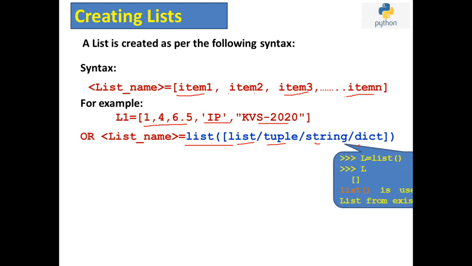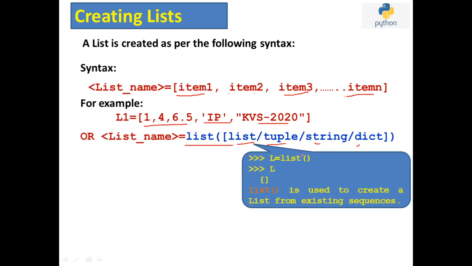Let's see. We can write in this manner: L equal to list bracket. It is an inbuilt method. If we print L, we'll see that this will print an empty list. This method is used to create a list from existing sequences. These are the existing sequences. The square bracket signifies that this is optional. We may give these sequences or we may not give them. That is not compulsory, but any one of the sequences we can give.